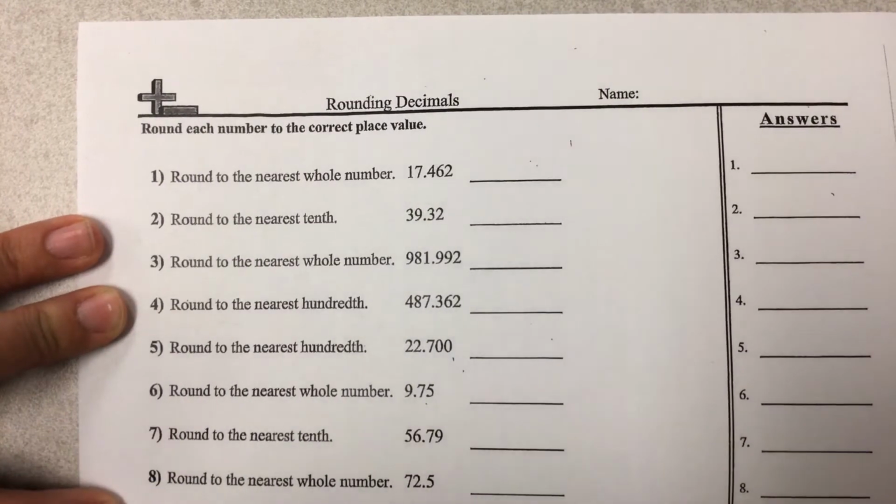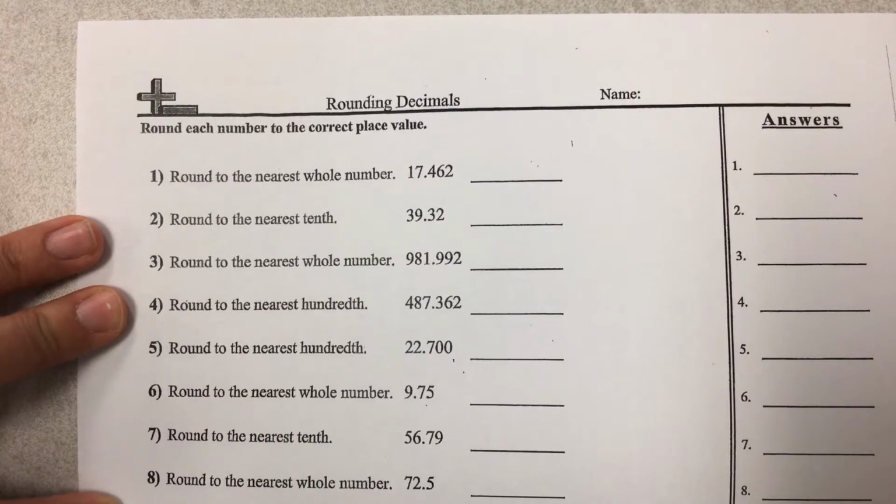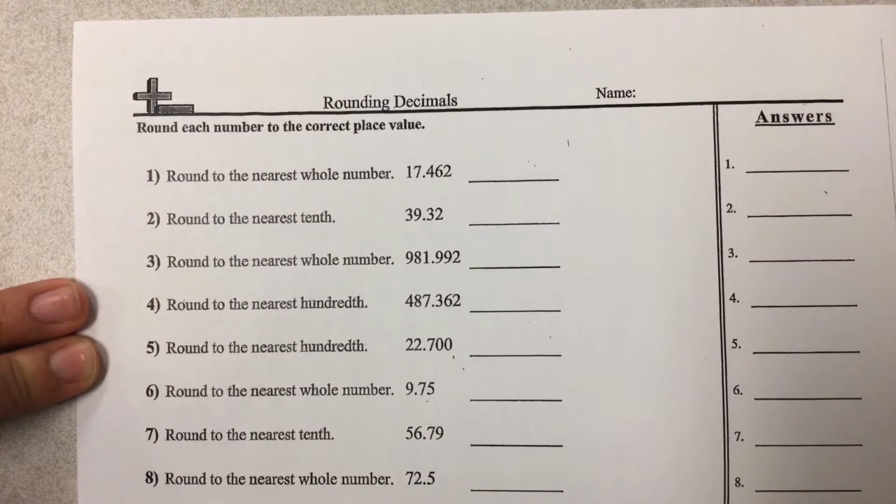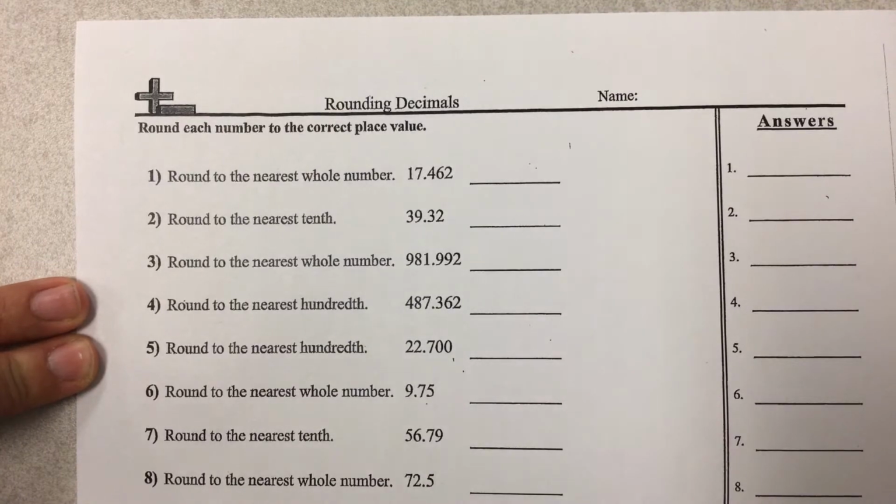All right, guys, so for today, what we're going to be doing is rounding, and rounding with decimals is not really any different from rounding with whole numbers. The only difference is we have something after the decimal place. So we're going to go through and do numbers 1 through 10 together, and then I will give you directions on what's going to happen at the end of this video.